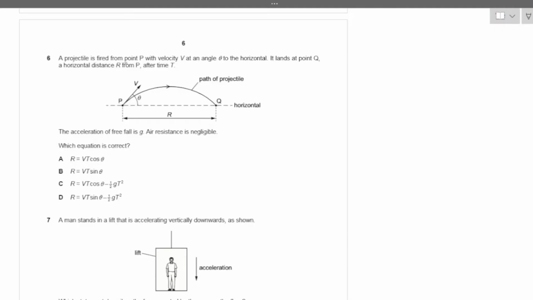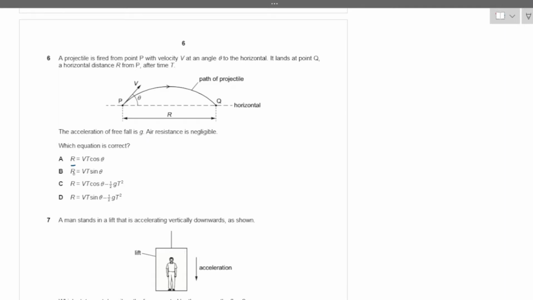Question 6. A projectile is fired from point P with velocity v at an angle theta to the horizontal. It lands at point Q, a horizontal distance r from P, after time t. The acceleration of free fall is g. Air resistance is negligible. Which equation is correct?